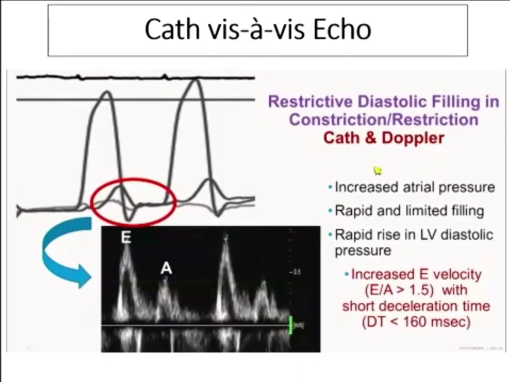Can we understand it through cath? A very, very brief touch upon the cath. Cath essentially tells us the same thing. I'll again use the same words, exaggerated interventricular dependence, where there is a flow in the initial part of diastole, and then we have a square root sign. Why does that happen? Because the flow gets restricted. You have a shell around the heart. So you will have an increased atrial pressure. You will have a rapid and a limited filling in the initial part of diastole, which then plateaus off suddenly. So that is what is going to give you your square root sign.